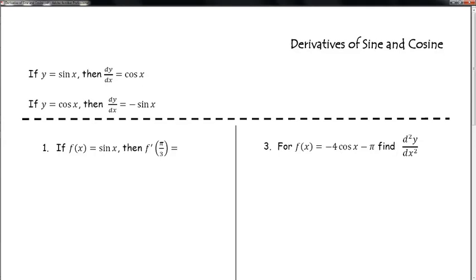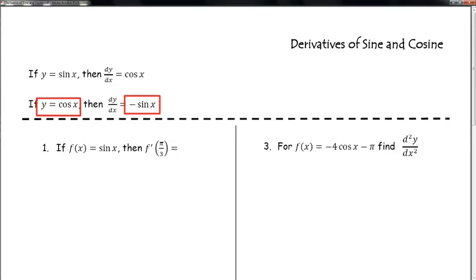Alright, we're going to continue on with our derivative rules, and these ones I just ask you to memorize. If y is equal to sine x, then the derivative of sine is cosine. If y is equal to cosine x, then the derivative is equal to negative sine x. Here's my little trick. All of your cos, your cosine, cosecant, cotangent, all your cos, they're always going to give you a negative answer. So hopefully they'll help you out.